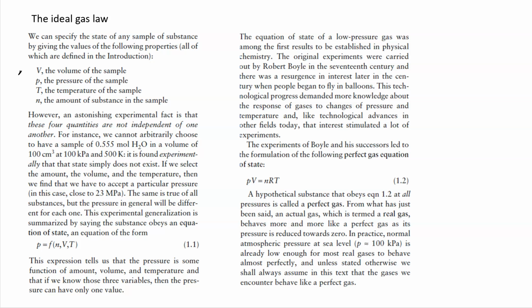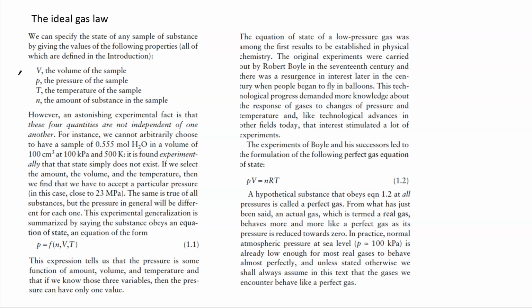Meaning, if you have a sample of, say, 0.55 moles of water in a volume of 100 milliliters at 100 kilopascals and 500 Kelvin, you can't have that. It's found experimentally that that state does not exist. So if we select the amount, volume, and temperature of 0.55 moles, a volume of 100 milliliters, and a temperature of 500 Kelvin, it turns out that can only exist at a single pressure, and that pressure is 23 megapascals, a very, very high pressure system. And this is true of all substances, but the pressure in general will be different for each one.